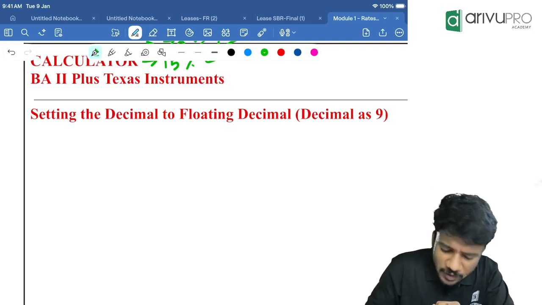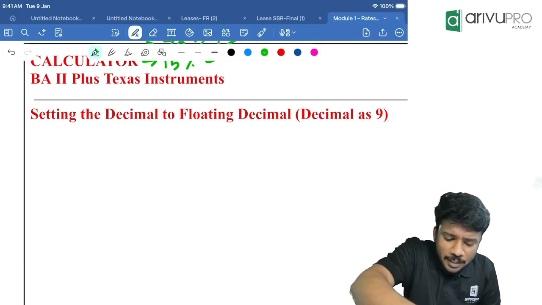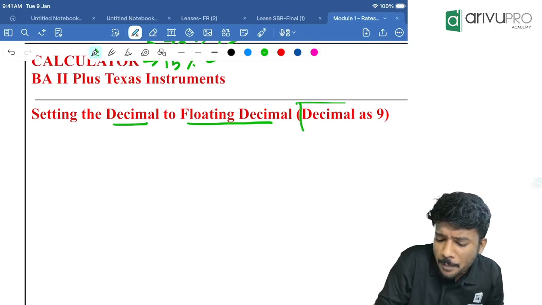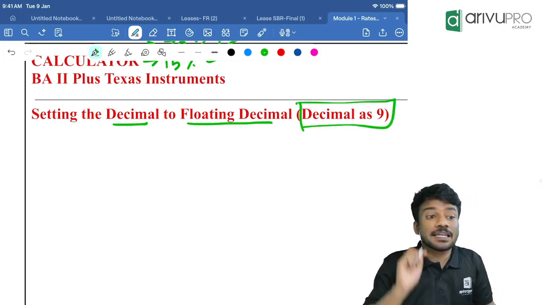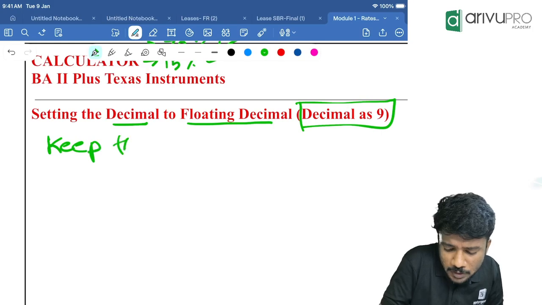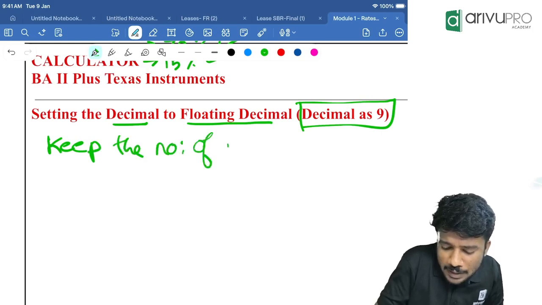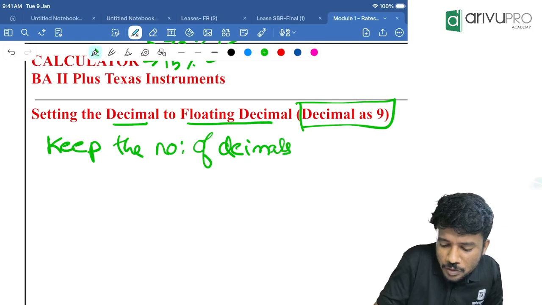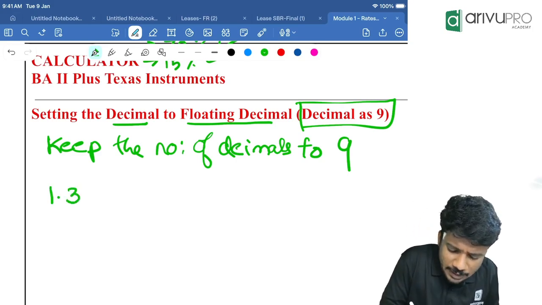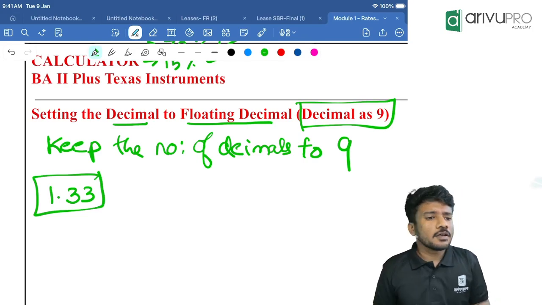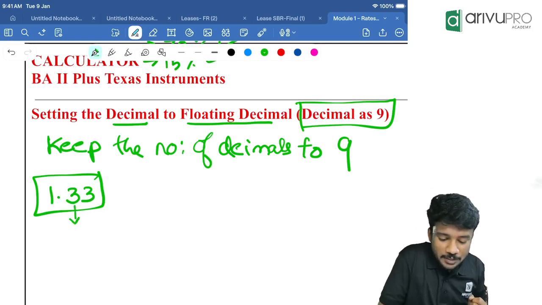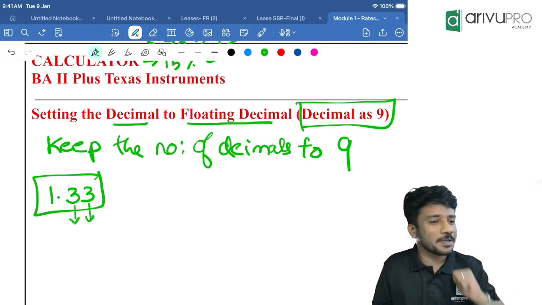Now the first one is, always in our calculator we should keep the decimal to floating decimal. That means the number of decimal points should be 9. What do you mean by that? Tell me how many decimal points are there in 1.33. One decimal is there, two decimals are there. That means 2 decimal points are there, right?